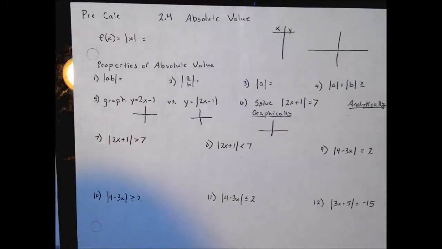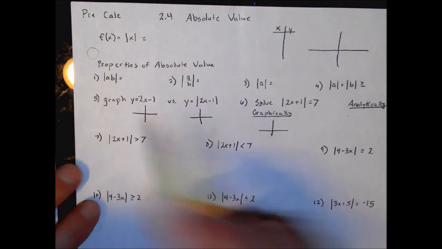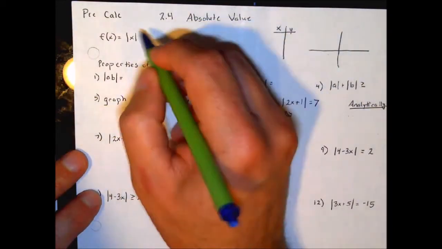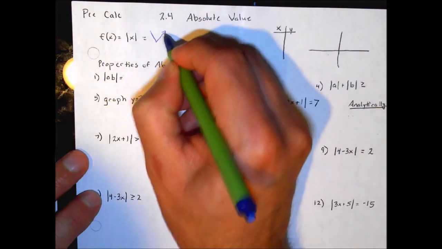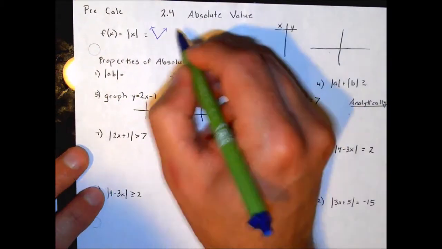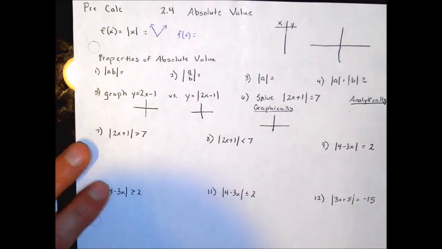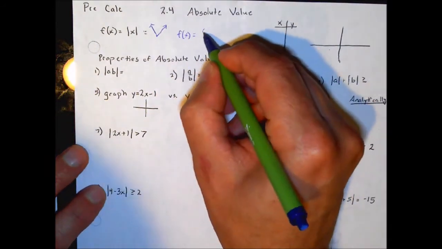Notes 2.4, we're going to talk about absolute value equations. We know that the absolute value makes everything positive, and it looks like a V when you graph it. Those are some things we know about. It's also a type of piecewise function. We're going to get more with piecewise in our next lesson, but you can think of it as this.